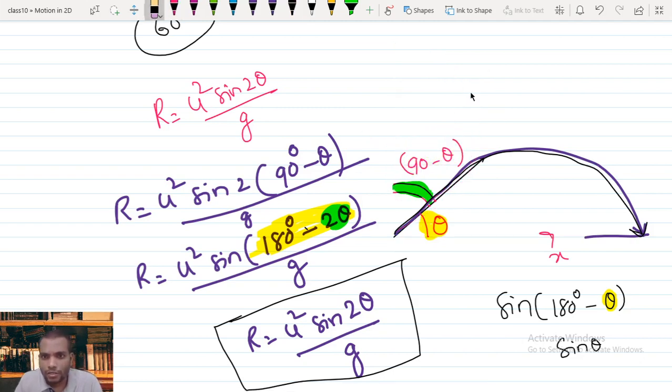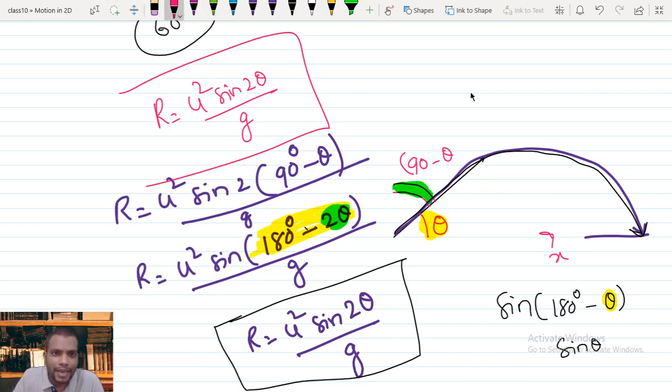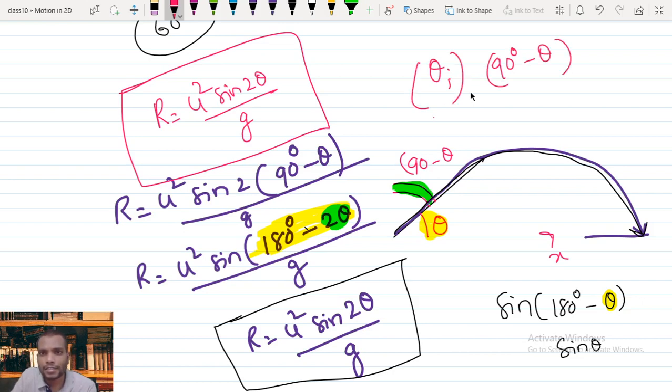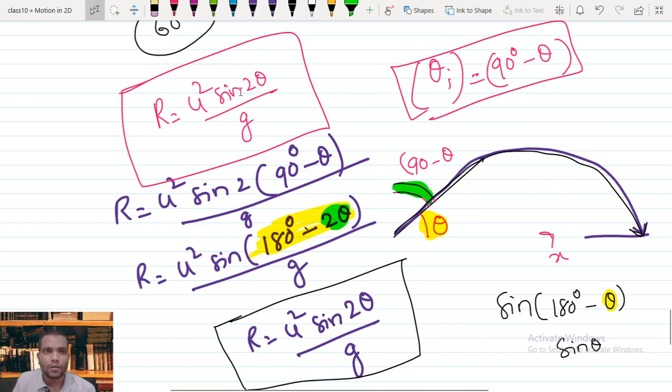So if you launch with the complementary angles, the two complementary angles of projection, for the same horizontal range, they both have the same horizontal range. What are the two complementary angles? One is theta, another angle is 90 degrees minus theta. For the horizontal range, these two angles are equal.